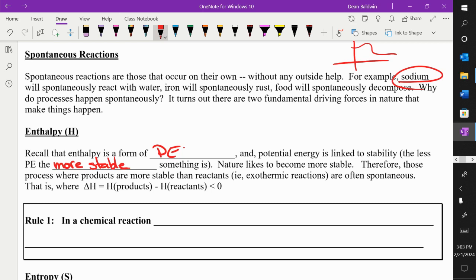And if you remember, I think in the first unit, we talked about delta H. H is the symbol for enthalpy. It's the enthalpy of the products minus the enthalpy of the reactants. If it's less than 0, that's exothermic. So we want delta H to be negative. That's the ideal.